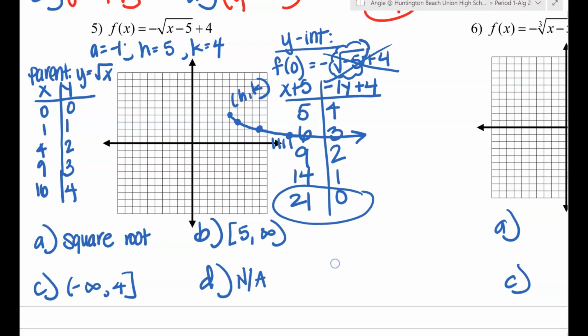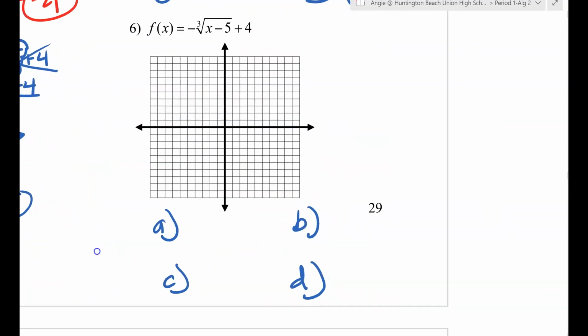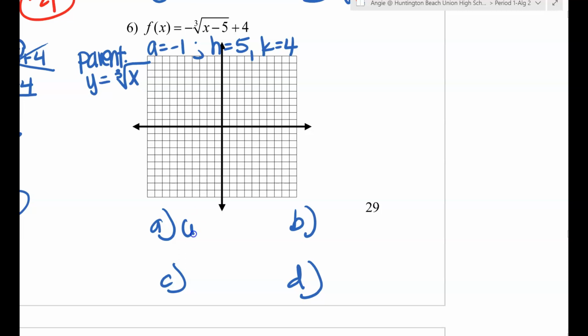Let's go to 6. Now, cube root, we can have negative and positive numbers for inputs and outputs, okay? So a, h, and k, same three a, h, and k values. h is 5, k is 4, okay? Parent function, y equals cube root of x.